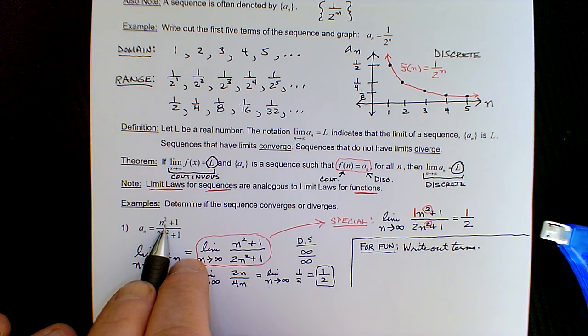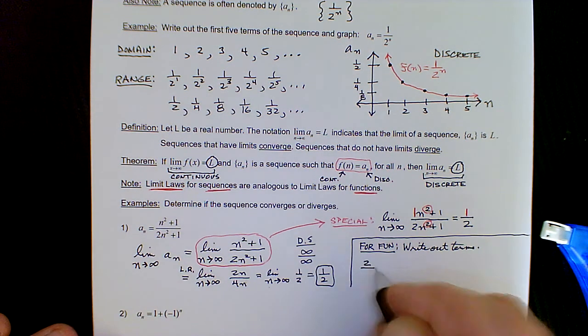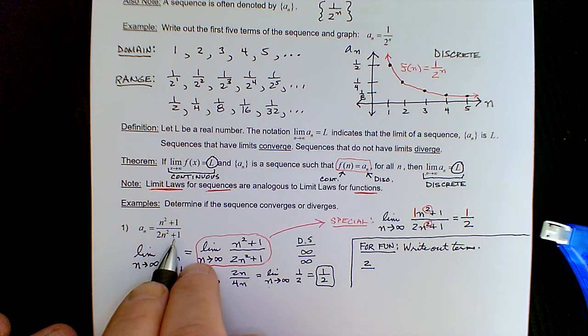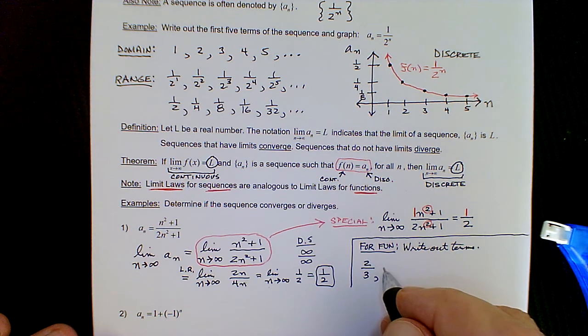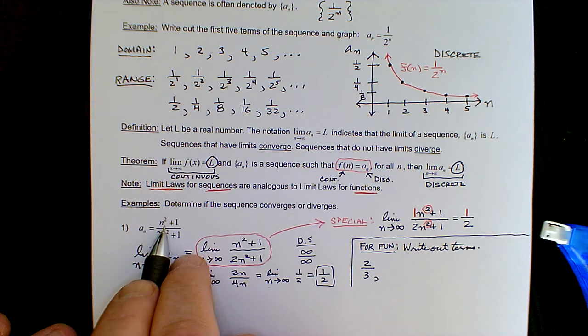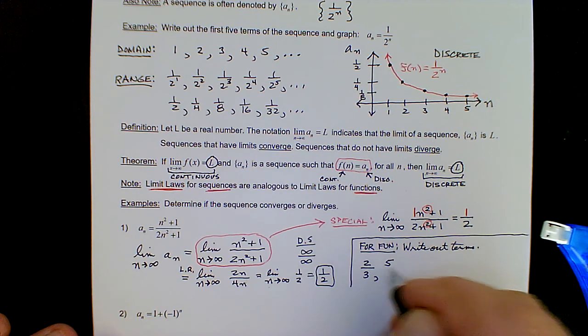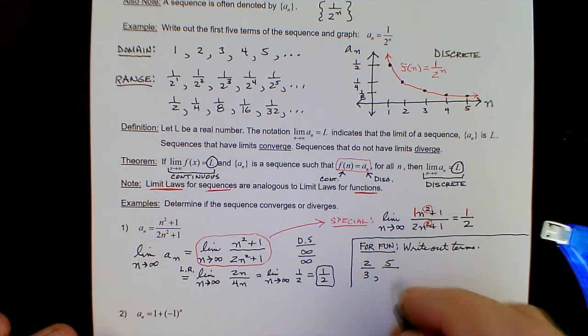If I put a 1 in here for n, that'd be 1 squared plus 1, or 2, over 1 squared times 2, which is 2, plus 1 is 3. That's the first term. The second term is going to be when n is 2. So this can be 4 plus 1, or 5, over 4 times 2 is 8, plus 1 is 9.